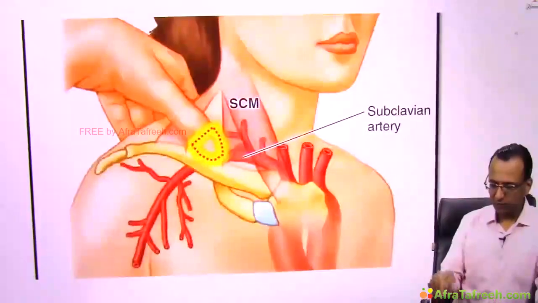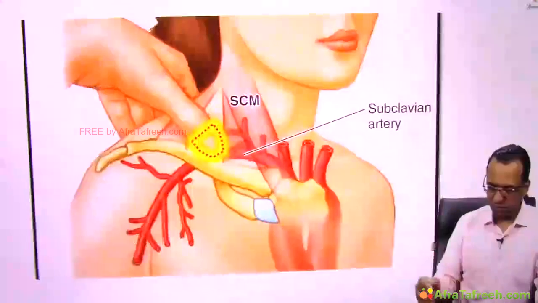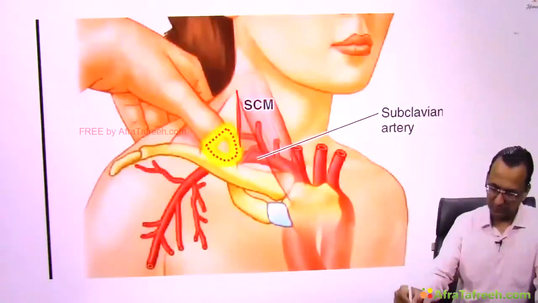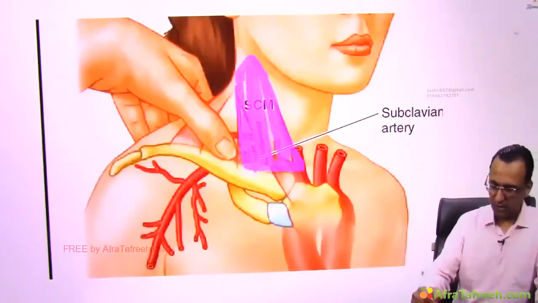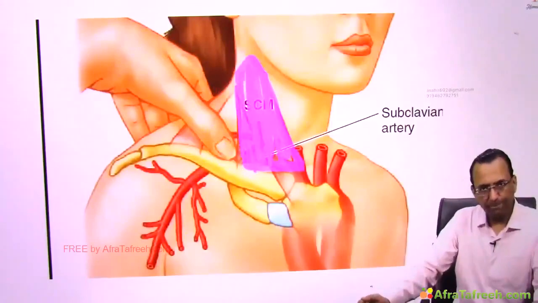Of course your thumb will go lateral to the sternomastoid. This is the sternomastoid muscle. Then there will be one more muscle here. I can't see any more muscle here. You can't see? No. Okay, you will see later, but this is where you do.